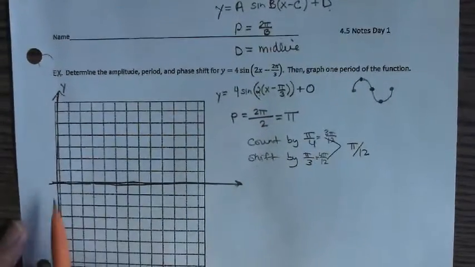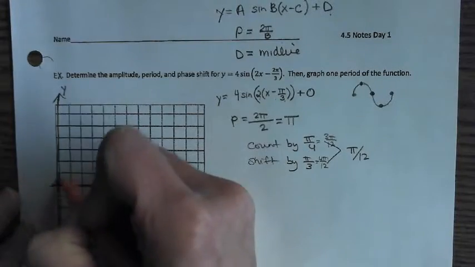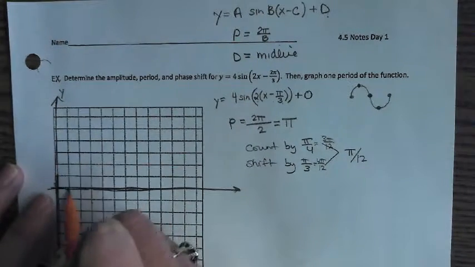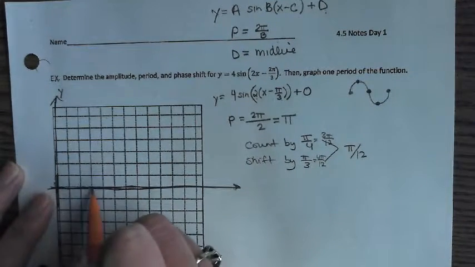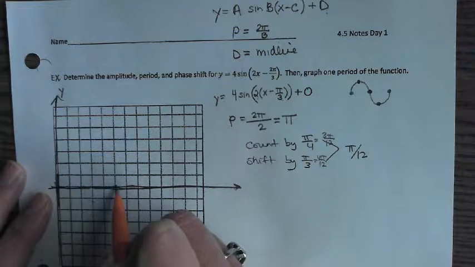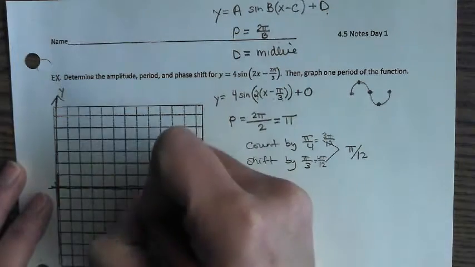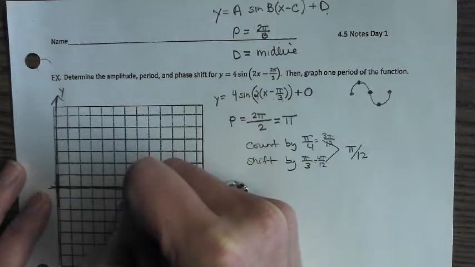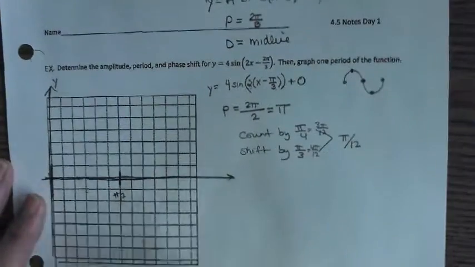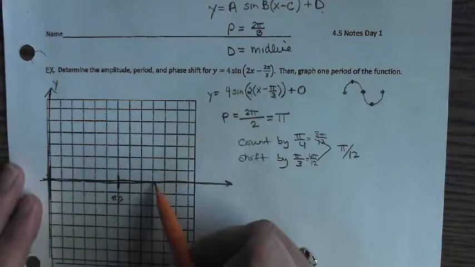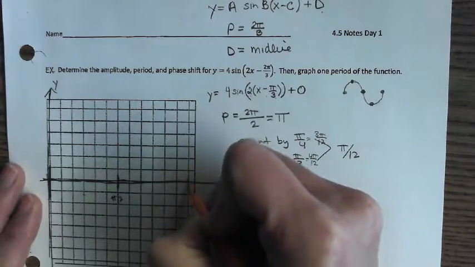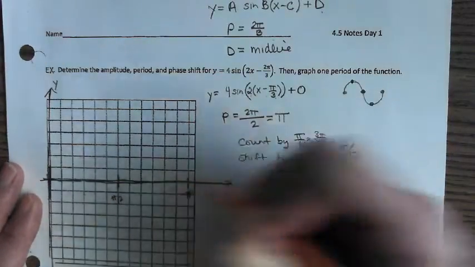And then I'm going to count by pi over 12. So this is my 0. This is going to be 1 pi over 12, 2 pi over 12, 3 pi over 12, 4 pi over 12, 5 pi over 12, 6 pi over 12, which I can label pi over 2. 7 pi over 12, 8 pi over 12, 9, 10, 11, 12 pi over 12 would be pi.